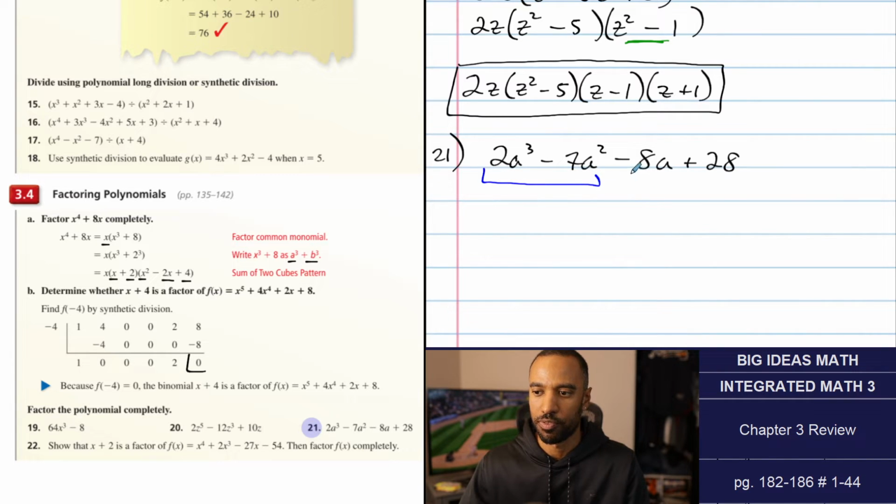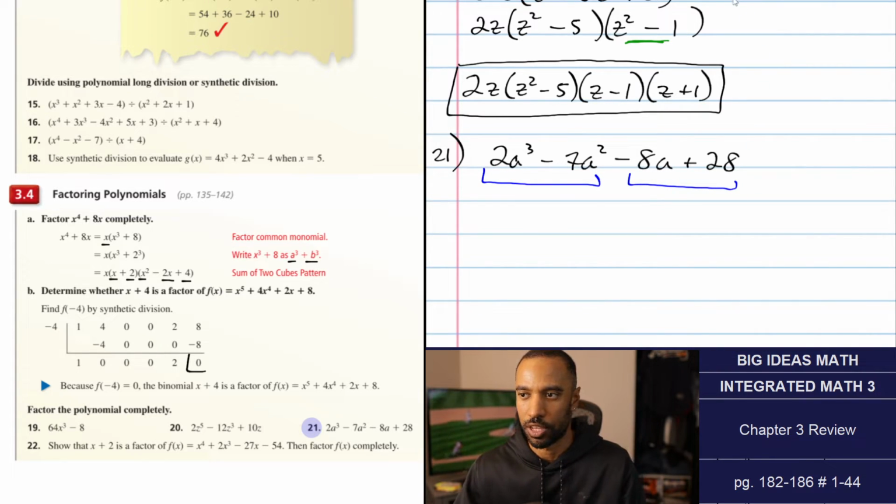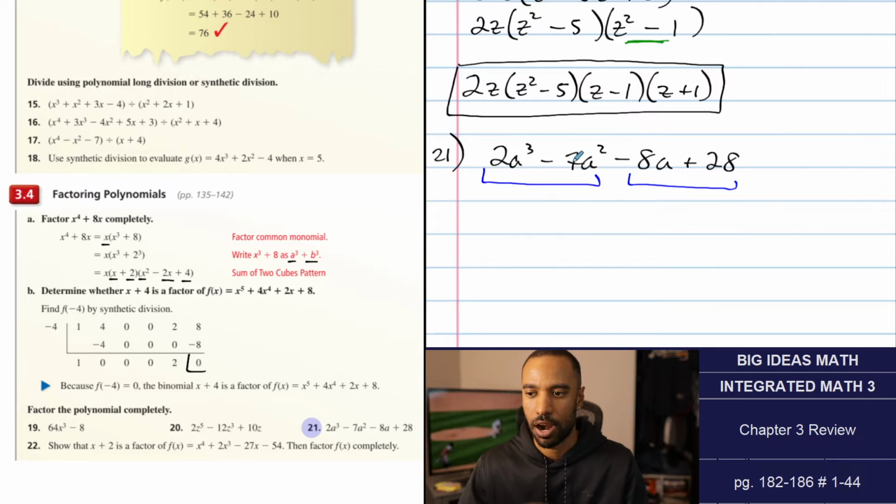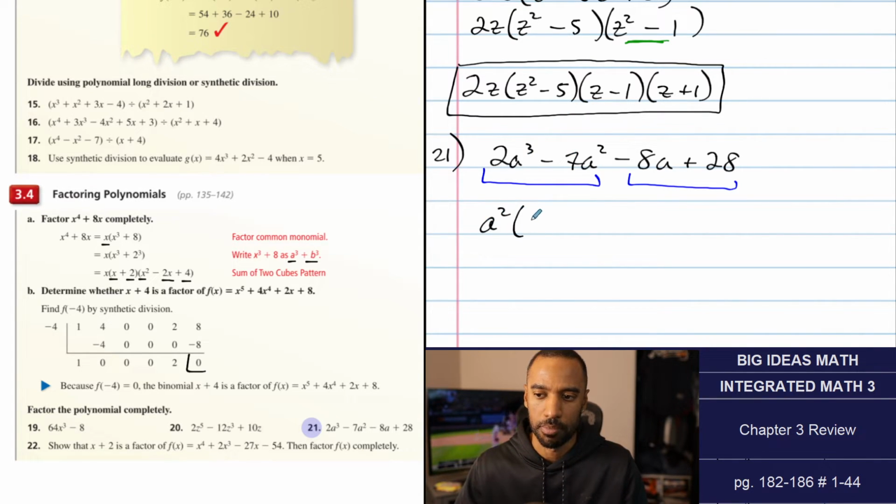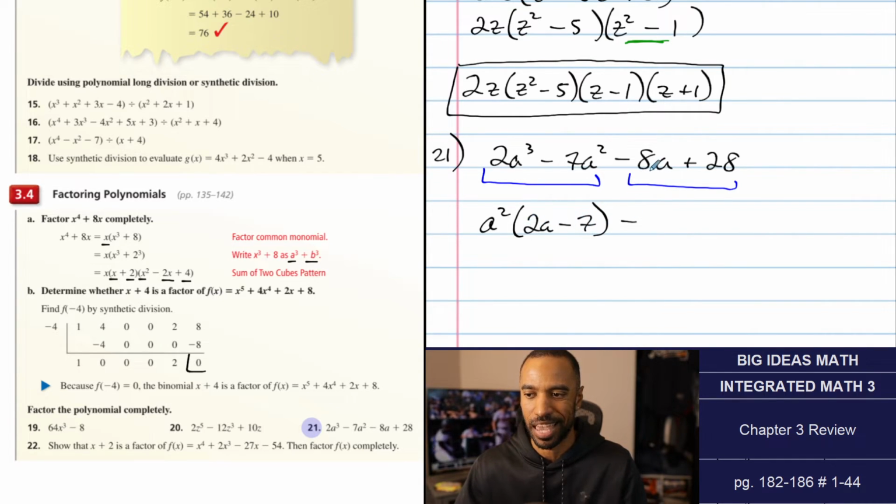Group the first two terms by the greatest common factor. Group the next two terms by the greatest common factor. The goal in this scenario, if they give you a problem that works like this, is that when you factor the greatest common factor of both terms, you're going to be left with an inner quantity that exists the same in both terms. Here I can factor out a negative 4, and I'll be left with 2a minus 7.